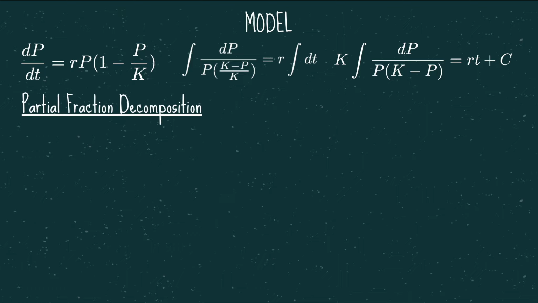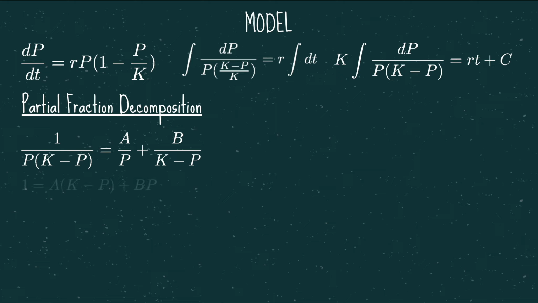Then I need to use a technique called partial fraction decomposition. The whole idea behind that is that I want to split 1 over p times k minus p into two fractions so that I'll be able to integrate them a little bit easier. I'm putting constants on top of my linear terms, because when we do partial fraction decomposition, we want to go 1 degree down in the numerator.